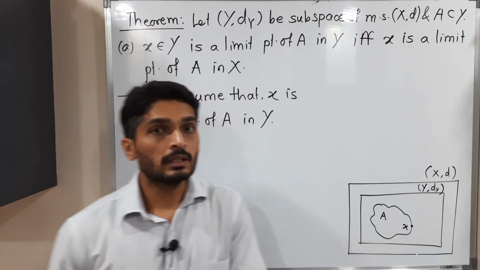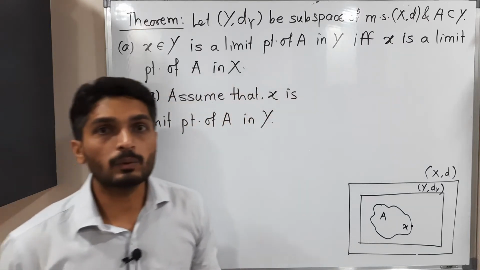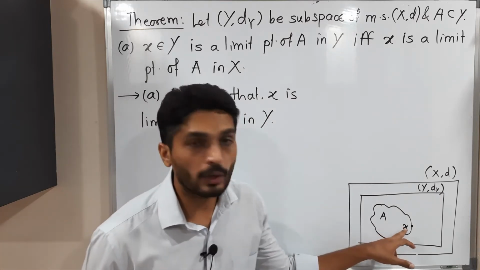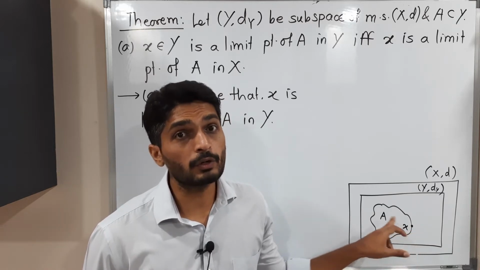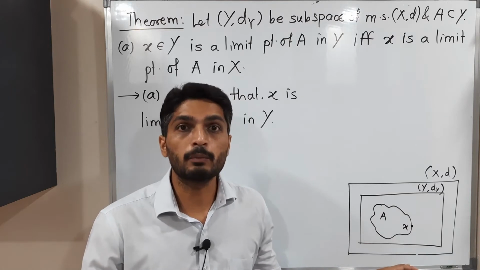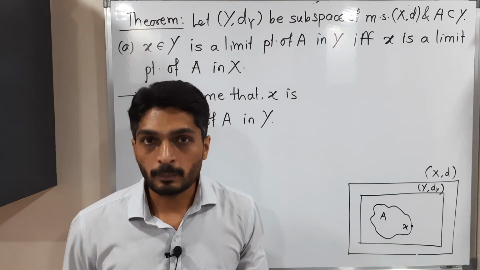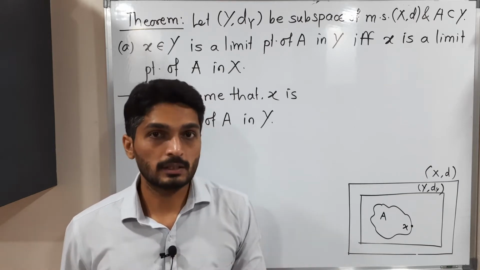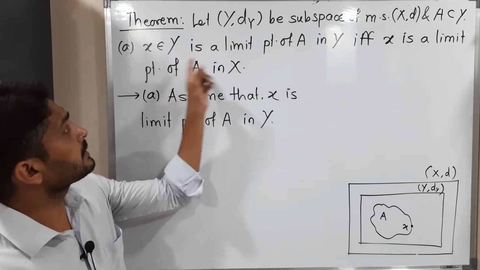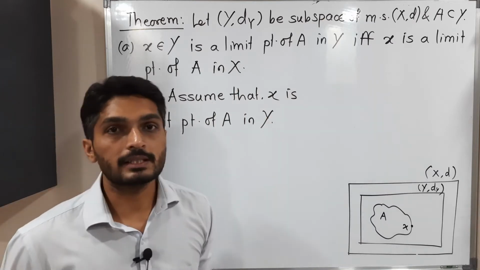So what does the statement say? x is a limit point of A in Y if and only if x is a limit point of A in X. That means there is some point x. If it is a limit point of A in the subspace Y, if and only if it is a limit point of A in the metric space X. If and only if means we have to prove it in both ways. I will start with the first. That means I am going to consider x is a limit point of A in Y, and I have to prove the second statement.